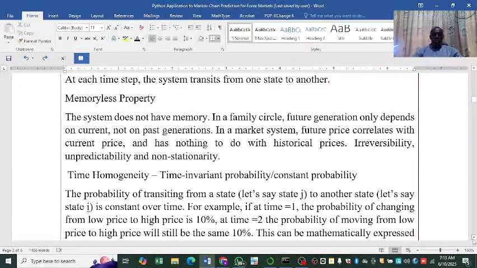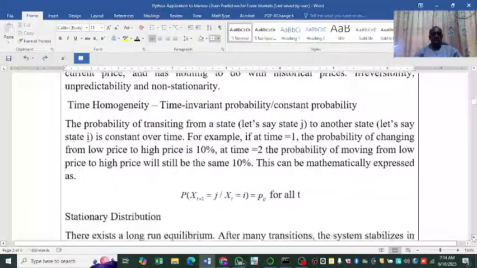Take for example, if it will take a system 10% to move from a particular state to another state at time t2, then at time t3 it will also take that system 10% to move from that state to the other state. So the probability does not change over time. And that's what we call time homogeneity assumption.